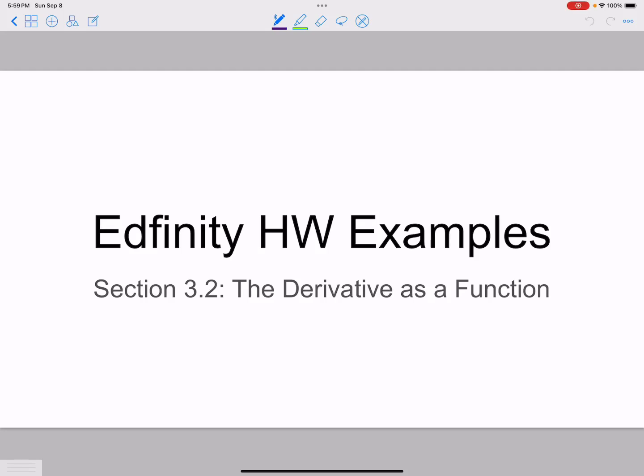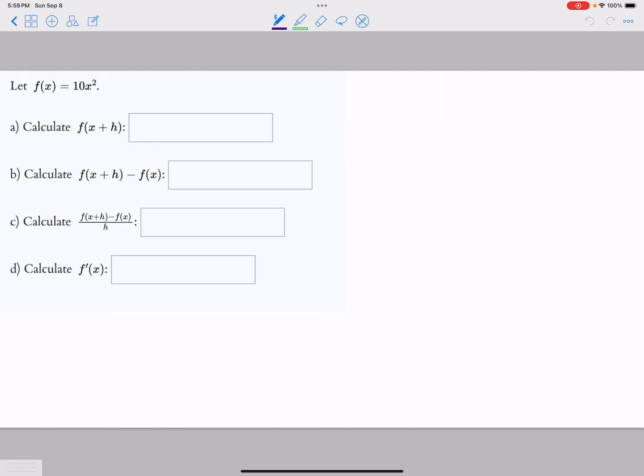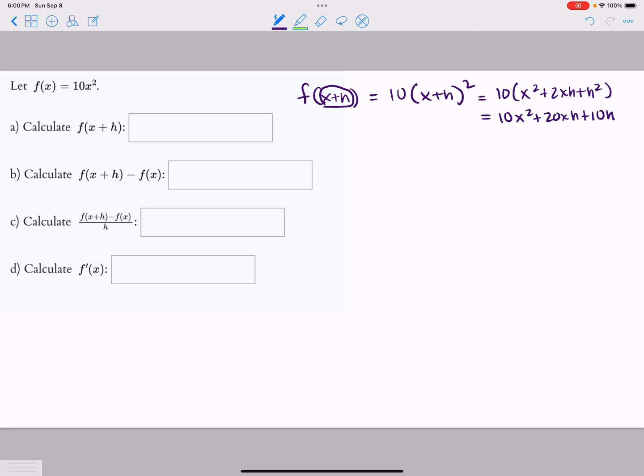So I'm going to go over two examples from this 3.2 homework. This first one gives you that f of x equals 10x squared, and the first question is to evaluate f of x plus h. So I'm going to plug in this x plus h everywhere I see an x. So I just have the x plus h as the squared piece, and then if I distribute, I'll have x squared plus 2xh plus h squared, and you can distribute the 10. So this is the first answer.